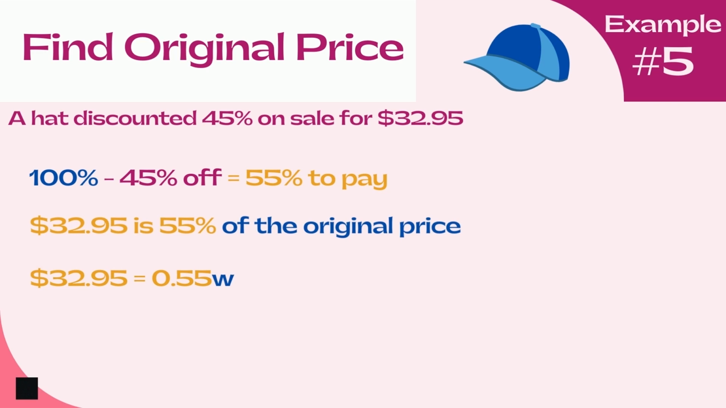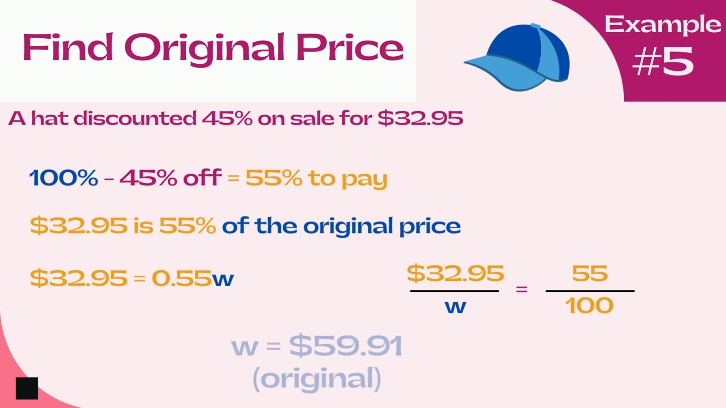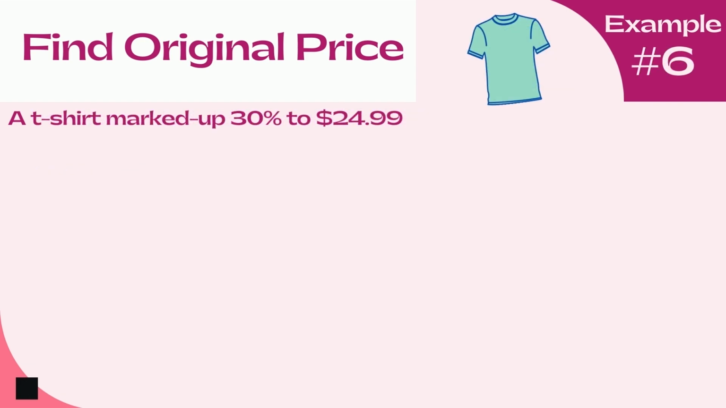We could put this in equation form to solve it. $32.95 equals 0.55 times what? Or maybe you prefer to set it up like a proportion. $32.95 out of what equals 55%, 55 over 100. Either way you choose to solve it, you should end up getting $59.91. That's the original price before the sale.